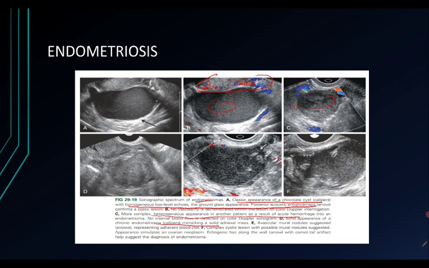Chronic endometrioma can mimic a solid adnexal mass. Avascular mural nodules are suggested by the arrow; there is an avascular mural nodule at point E, representing adherent clots. A complex cyst with possible mural nodules suggests the appearance of a stimulated ovarian neoplasm. Echogenic foci along the wall with comet-tail signs help suggest the diagnosis of endometrioma.